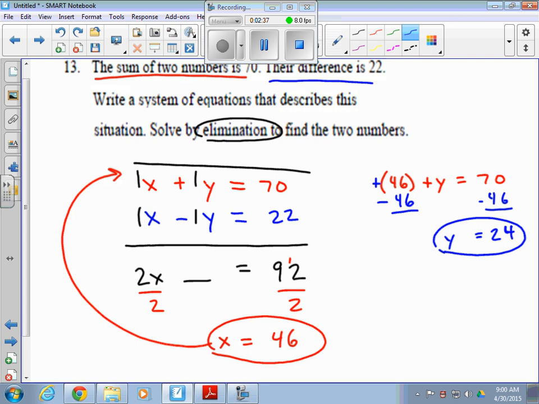So again, according to this situation, your x value is 46 and your y value is 24. Remember, when you're solving systems, it's as if you were graphing two equations. It's the point where the two equations will cross each other. So that point, if it were x comma y, would be 46, 24. That would be your solution to the system of equations.